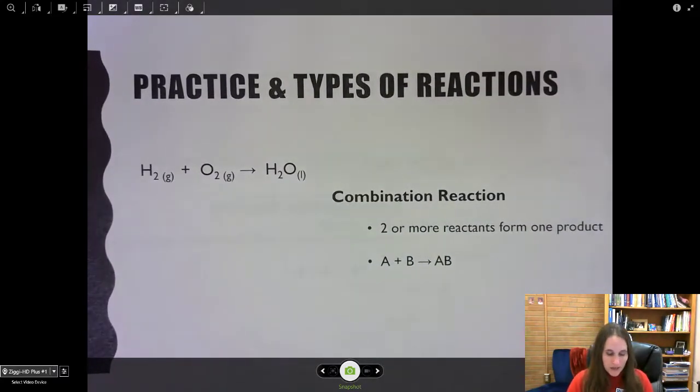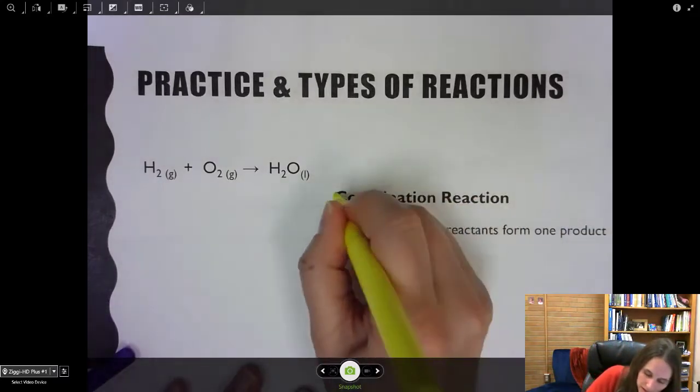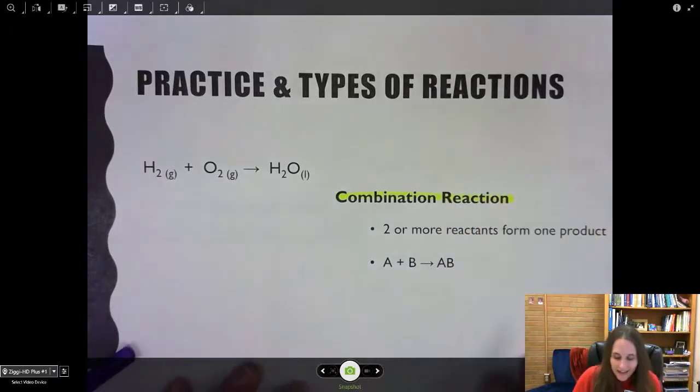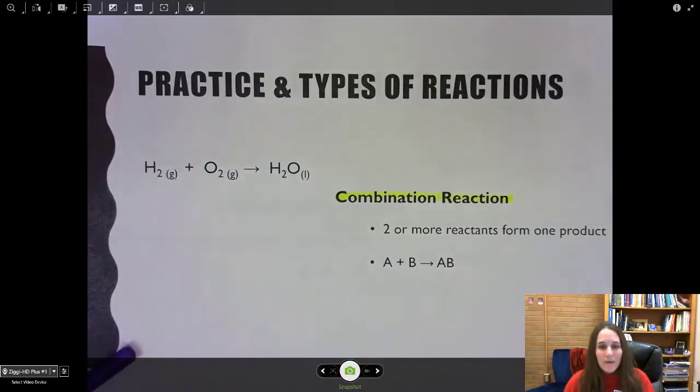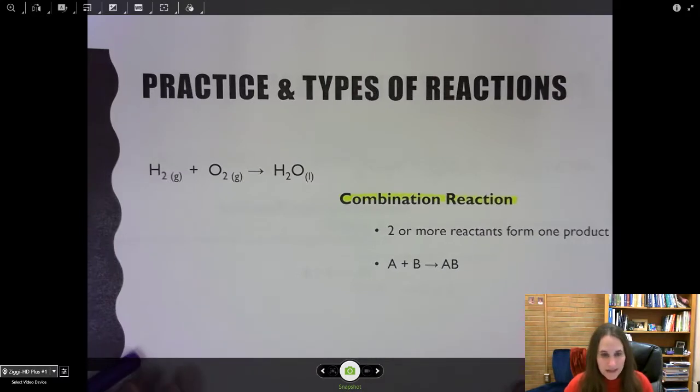So starting here with how hydrogen gas and oxygen gas can react to make liquid water, you can see here that we would classify this reaction type as a combination reaction. And I like that. It makes sense. We have two or more reactants that combine into one product. So combination. The reaction name really makes sense.